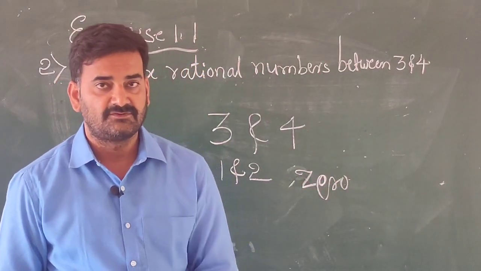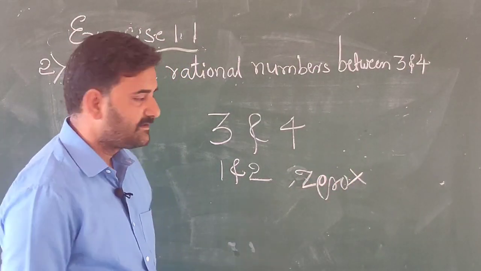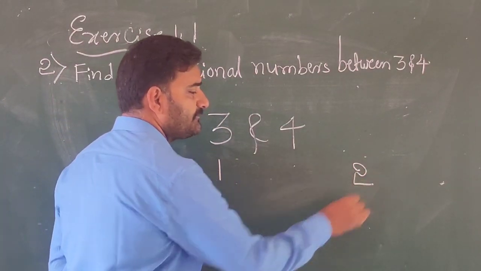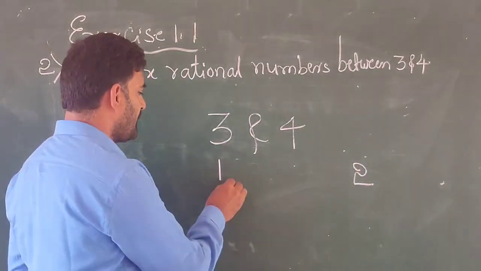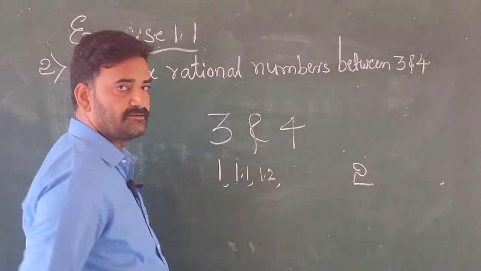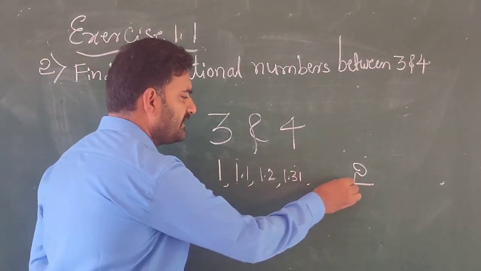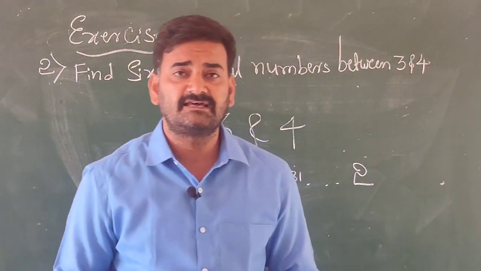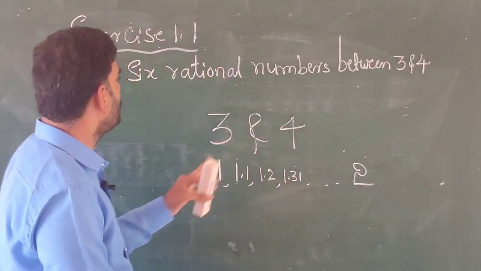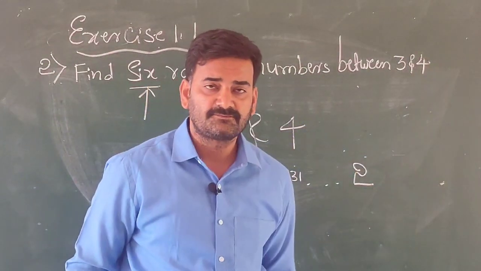Maybe your answer is 0 if you are not aware, but your answer is not correct. Why? Now I will try to make you understand. Between 1 and 2, how many numbers are there? After 1, I can write 1.1, 1.2, 1.3, so many numbers, infinitely many rational numbers. But he is going to ask us only 6 rational numbers between 3 and 4.